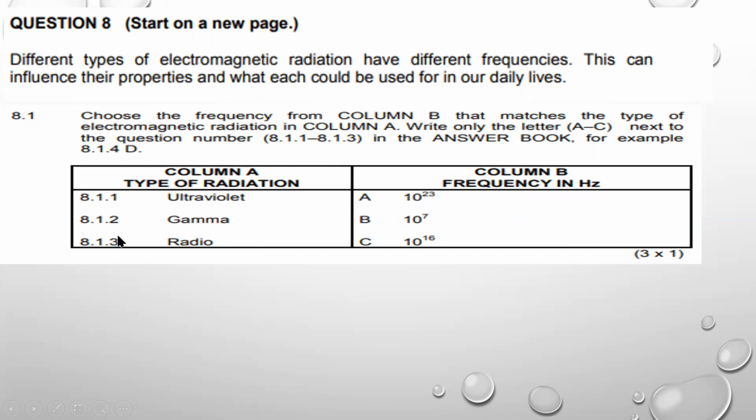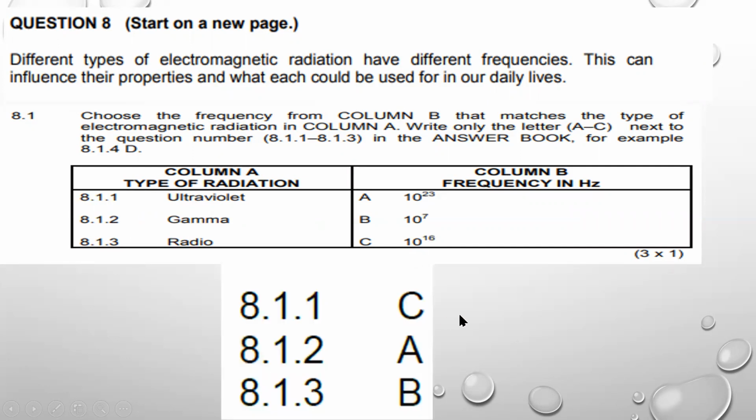So which one? Between these two, let's start with 813. 813 has the lowest frequency. Which one has the lowest frequency? 813 is B, because it has the lowest frequency. And then gamma is the highest frequency, it is A, 10 to the power of 23. And then between these two, 811 C, 10 to the power of 16. I hope it is clear.